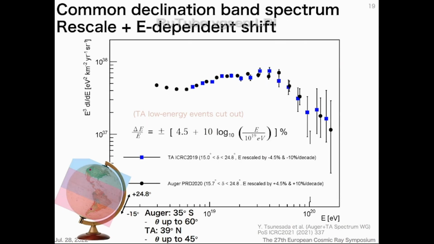If we allow an energy dependent shift of 10% per decade, then their spectra agree well in this kind of figure, but we didn't identify any systematic sources that would allow such an energy dependent shift.